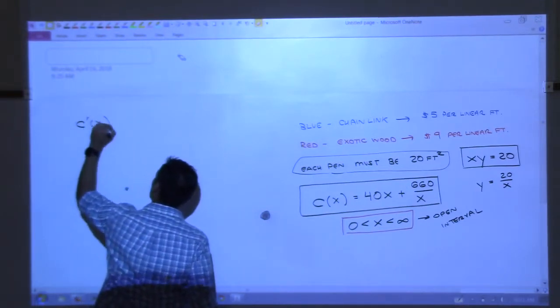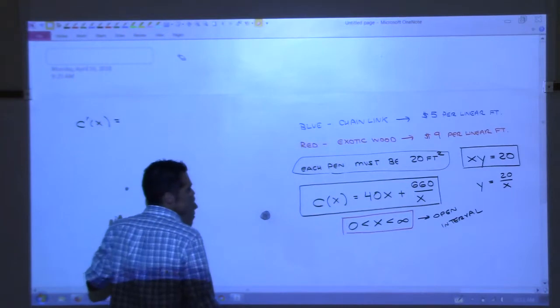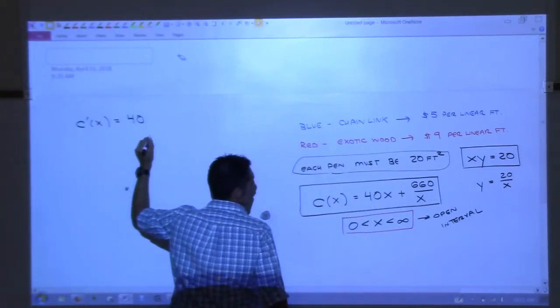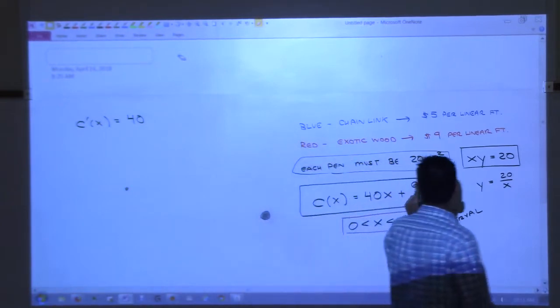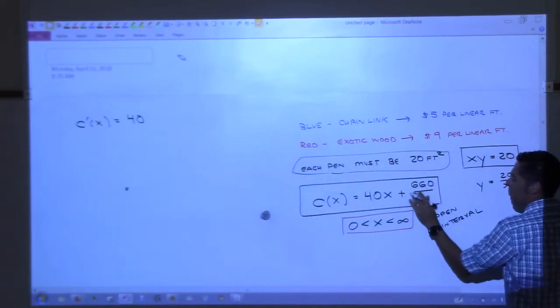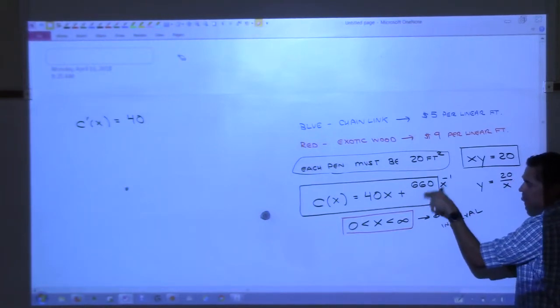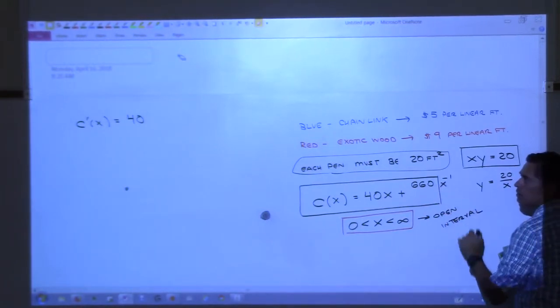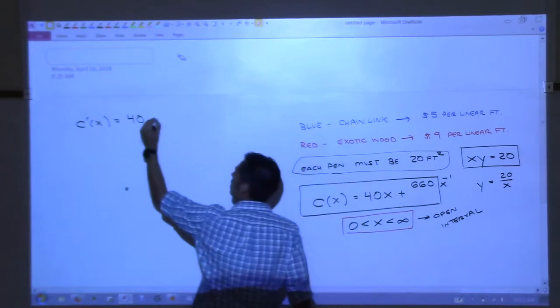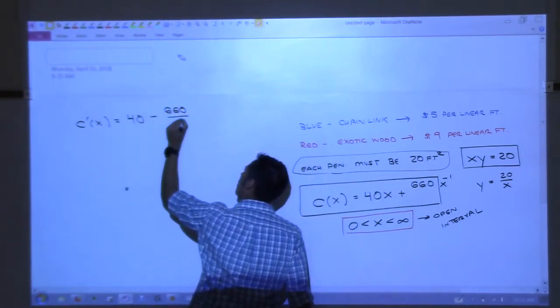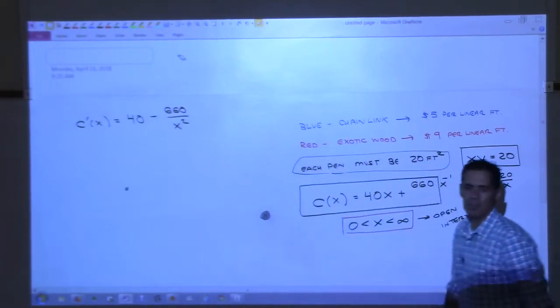C prime of x equals, well, the derivative of 40x is pretty clean. That's 40. And then remember, this is 660 over x. This is really x to the negative 1 there, right? And then you can do your little power rule there. So isn't that negative 660 over x squared? I'm trusting that you can do that derivative.